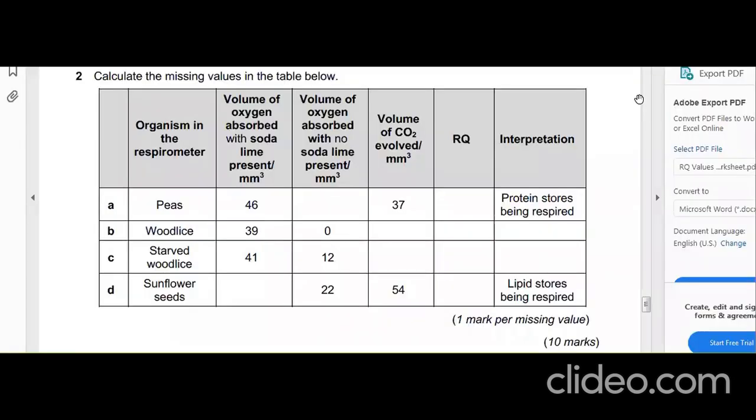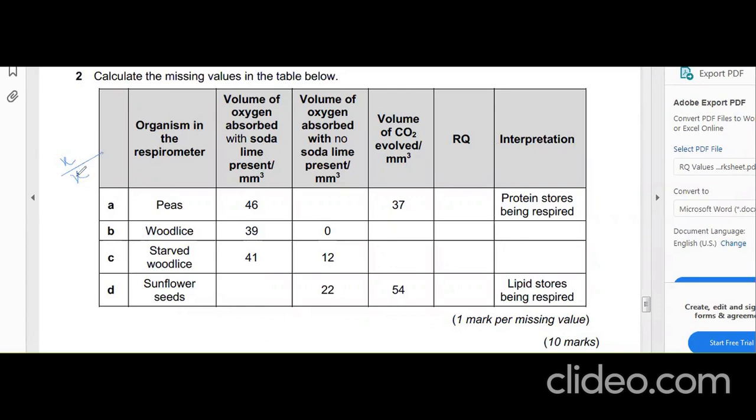So let's suppose we are going to solve a question about that. Calculate the missing value in the table. The same formula we will use for that. Let's see. This is the volume of oxygen absorbed with soda lime, right? So this is x, right?